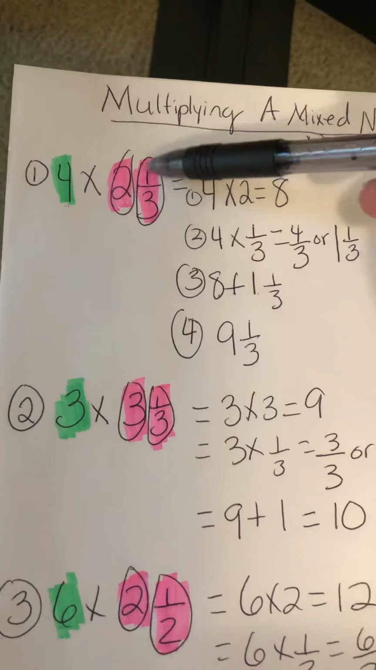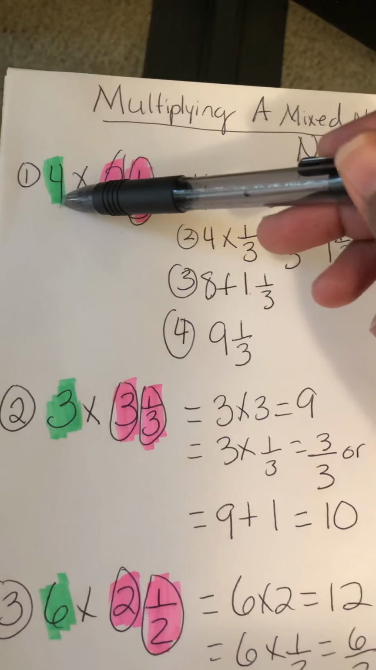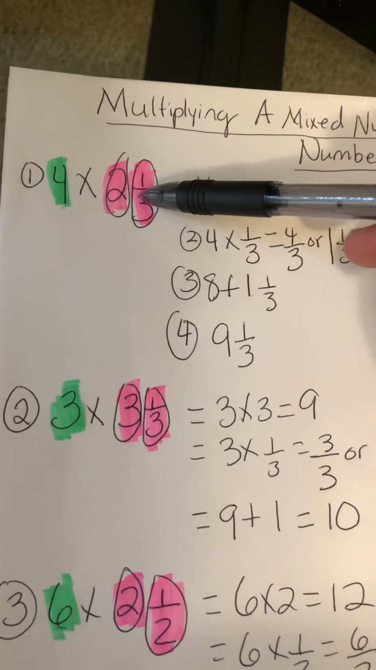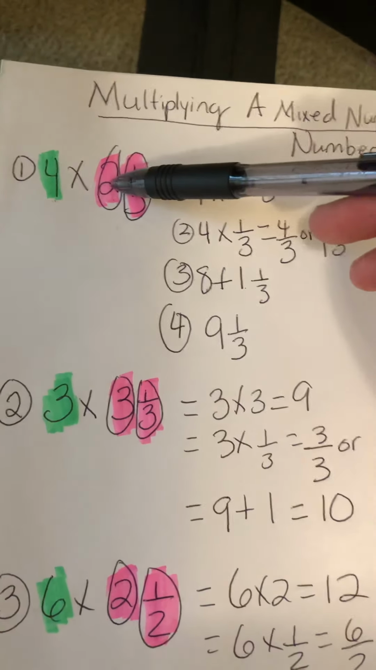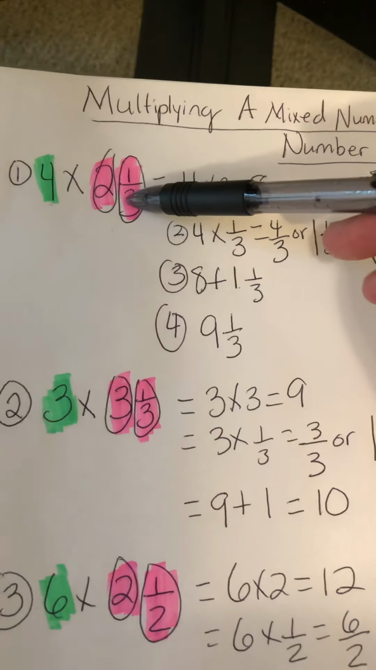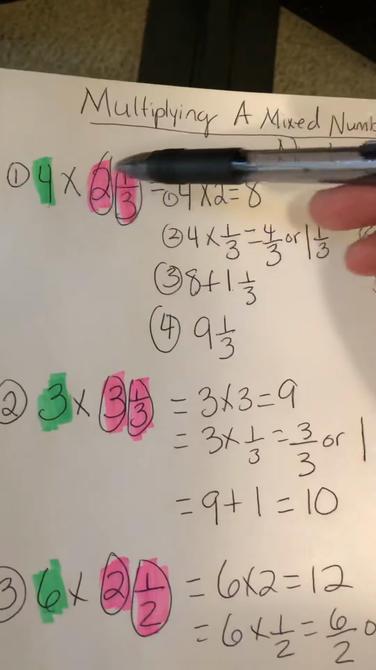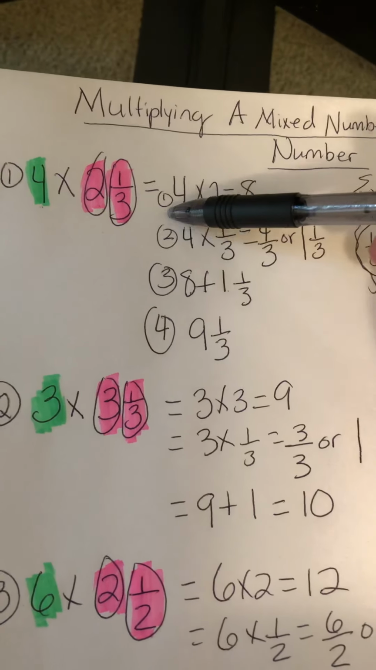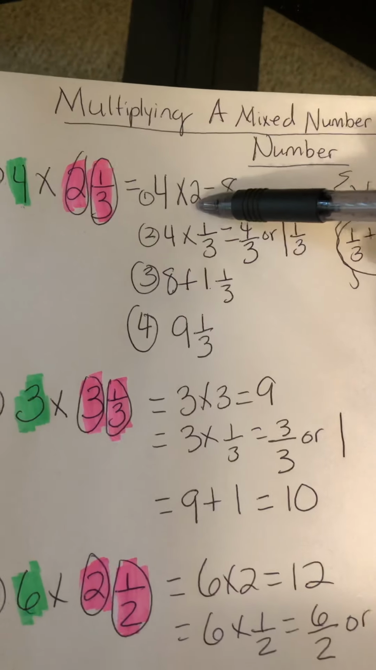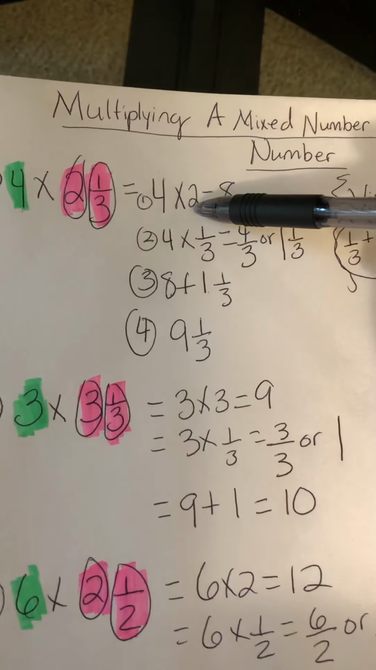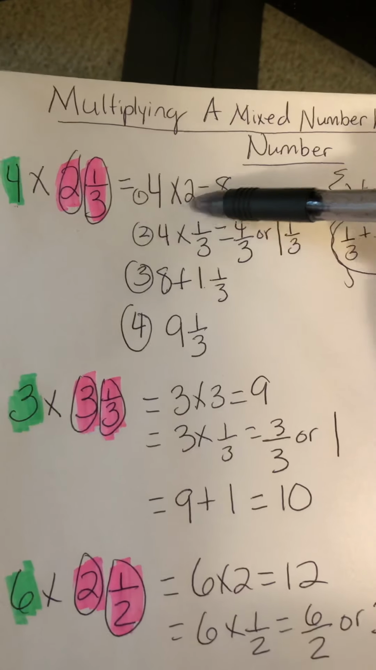I've shaded 2 and 1/3 pink and I've shaded 4 green. Because what we're doing, we're breaking up this 2 and 1/3 into 2, just 2, the whole number, and a third. And we're going to take each piece and multiply it by 4. So let's look at step 1. Step 1, I've taken 4, our whole number, and I've multiplied it by 2, which is a part of our mixed number, 2 and 1/3. But like I said, we're breaking them apart. So 4 times 2 equals 8.